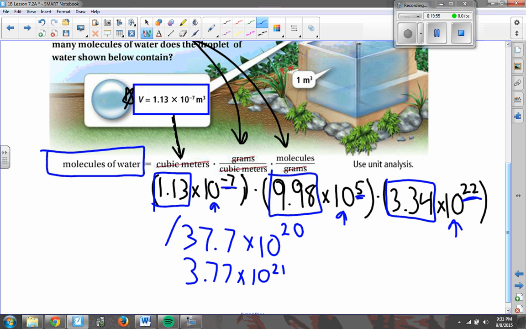I would accept either one of those answers. If you know how to change the scientific notation, it's there. Otherwise, you're good. Okay? 37.7 times 10 to the 20th. Just another example, another way that you can see this being applied.